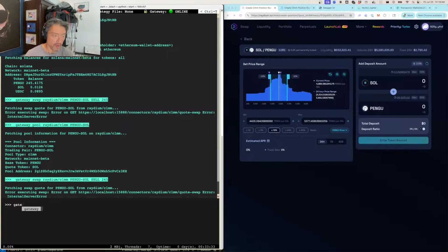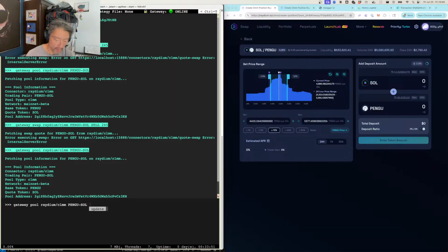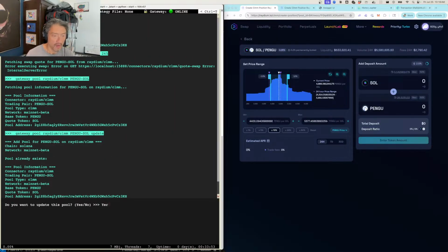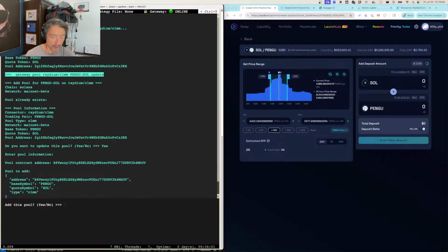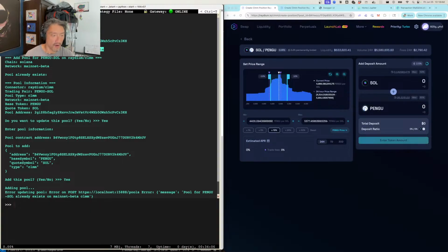So let's see, gateway pool CLMM. Oh, this is Pengu. So actually, this is Pengu-Sol. It should be the same thing. I think we find it like this. Okay, update. Yes. The contract address is this one here. Add this pool. Yes. Already exists.